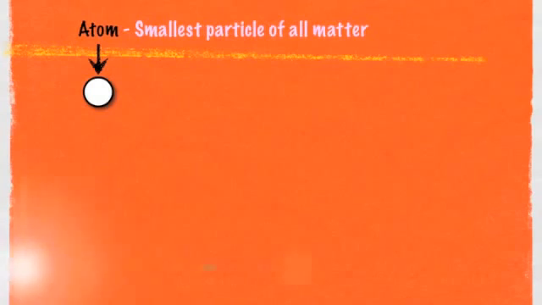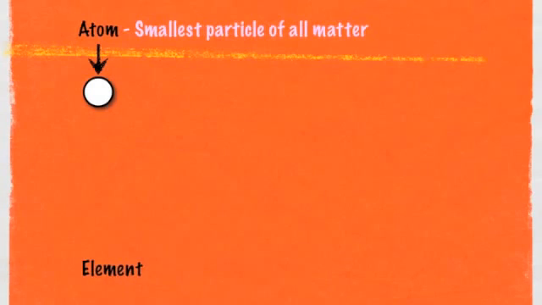So one of the ways in which we can define an atom is that it's the smallest particle of any type of matter. It's the smallest particle of all matter. Should be simple enough to understand. So how is it related to elements?